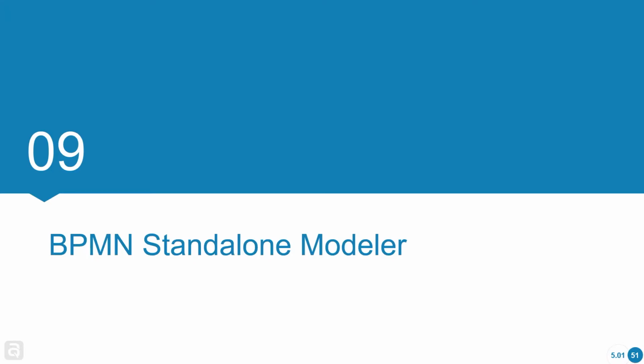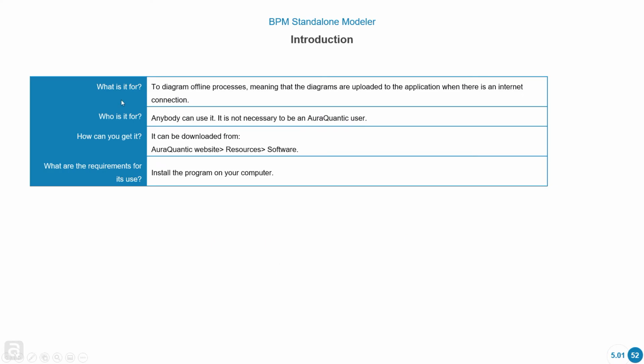In this part, we're going to learn how to use the BPMN Standalone Modeler. What is it for? To diagram offline processes, meaning that the diagrams are uploaded to the application when there is an internet connection. Who is it for? Anybody can use it. It is not necessary to be an Aura Quantic user. How can you get it? It can be downloaded from the Aura Quantic website and software.